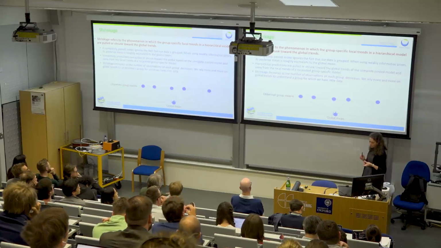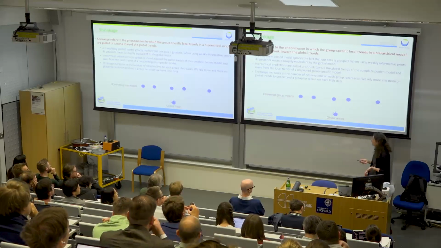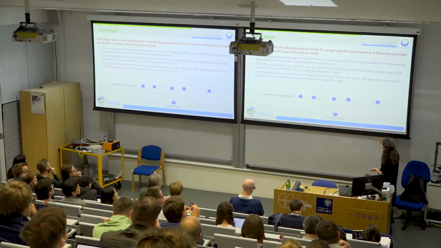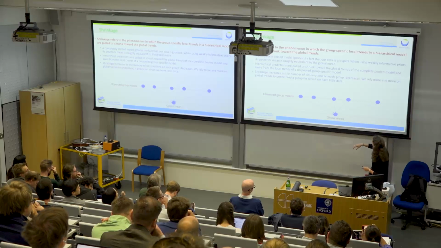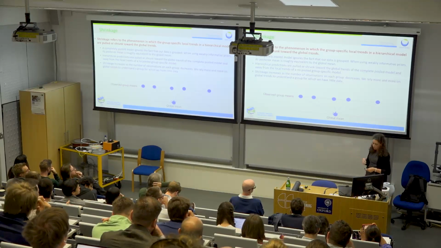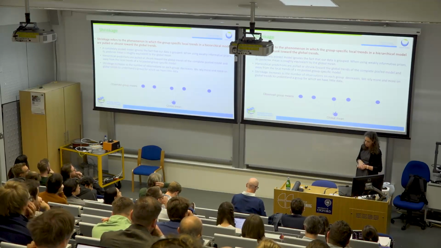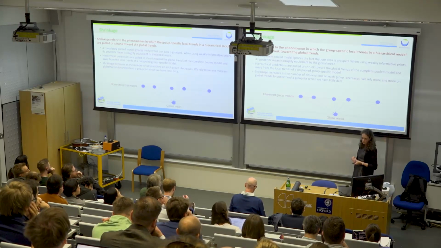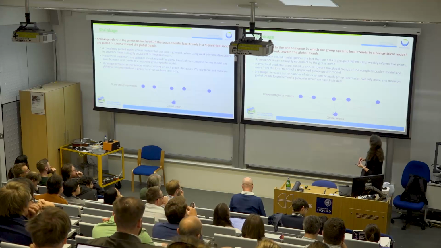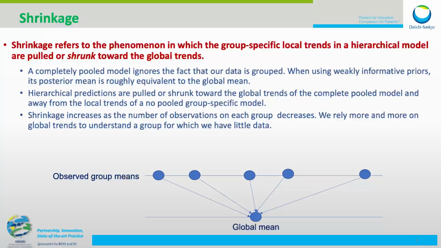So another very important thing for BHM is the phenomenon of shrinkage, okay? What shrinkage means is that your group-specific local trends in the hierarchical model are shrunk or pulled towards the global trends, okay? We know that there are drawbacks, obviously, to a completely pooled model because it ignores the fact that our data is grouped. And when you're using weakly informative priors, the posterior mean is roughly equal to the global mean. So hierarchical predictions are pulled or shrunk towards the global trends of the completely pooled model and away from the local trends. So it ends up being in between both of these, okay?